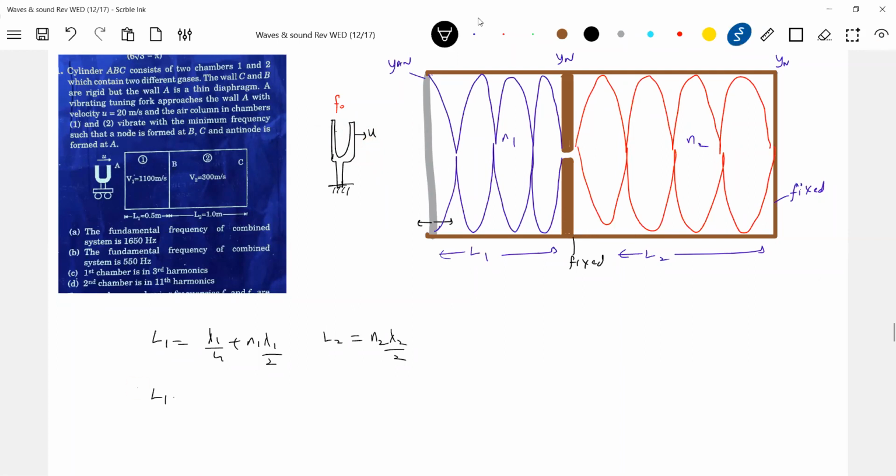Okay, let me write the next step. Lambda 1 will be... we know length L1 plus L2. The frequency must be the same in both the chambers, no? So the displacement I already wrote. Okay, what to do now? Fundamental frequency, from where to bring? This f naught has to be determined, no?